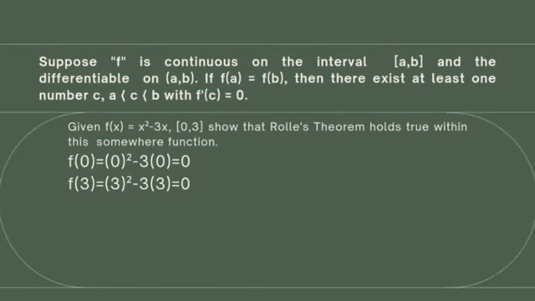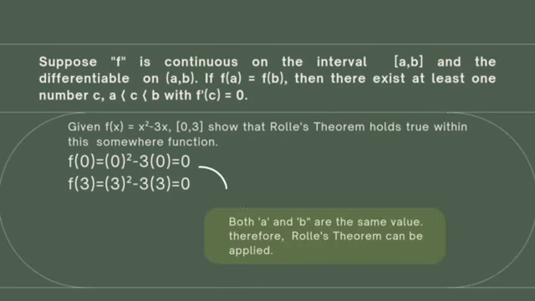So here, we will just substitute the values of a and b, which are 0 and 3, into the given f of x is equal to x squared minus 3x. So first, f of 0 is equal to 0 squared minus 3 times 0, and the answer will be 0. For the next one, f of 3 is equal to 3 squared minus 3 times 3, which will add up to 0. As you can see, both the answers of a and b have the same value. Therefore, Rolle's theorem can be applied.